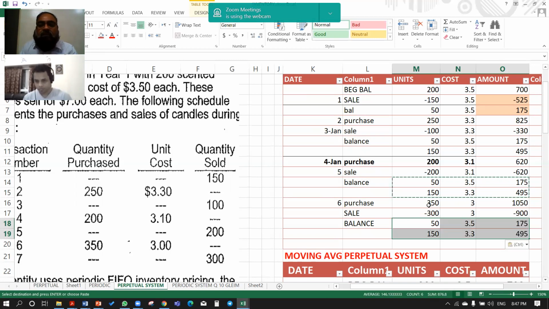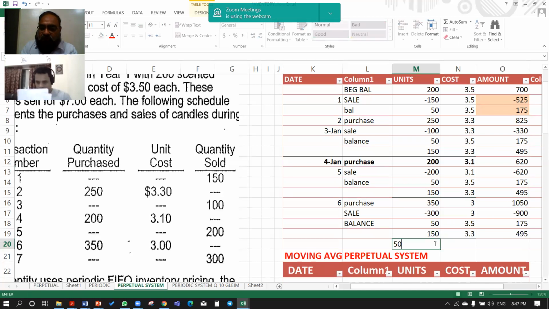And how many are sold from this? 50 left out. 350, 300 sold and 50 left out, right? Yeah. So out of this, 50 units are left at the rate of 3. So I can write down 50 into 3, and here is 150. Okay, yes. Now let's see, we have done this question.